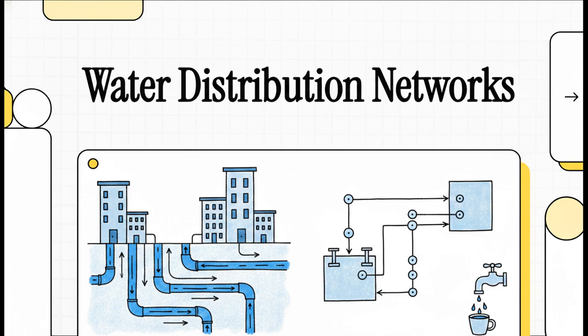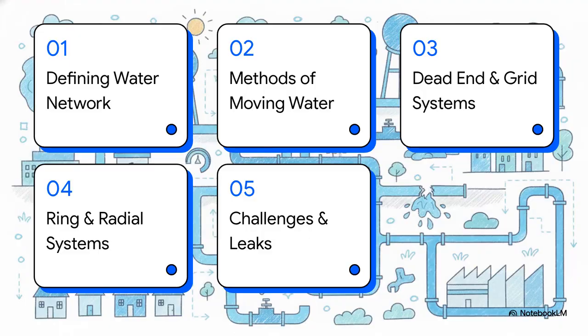Today, we are opening up the secret engineering playbook in this explainer to make sense of exactly how our modern water lifelines are designed. So, here's our agenda for today. First, we'll be defining water distribution. Second, we'll look at methods of moving water. Third, we'll dive into dead-end and grid systems. Fourth, we've got ring and radial systems. And finally, number 5, system challenges and leaks. Let's get right into it.